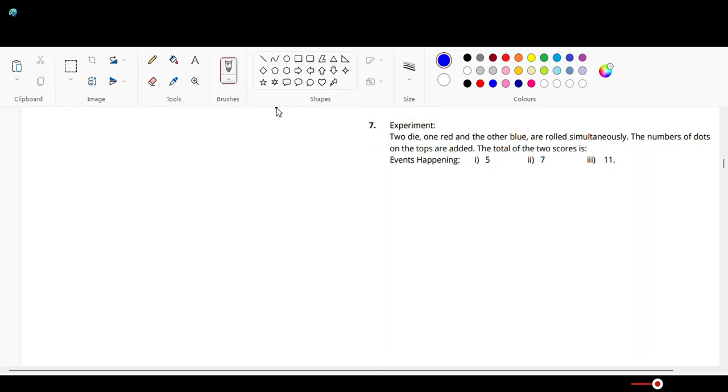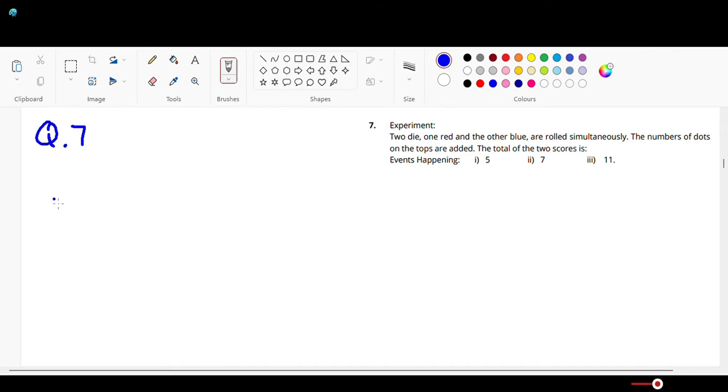Question number 7, what does it state? It states that 2 dice are rolled, one red and the other blue, and they're rolled simultaneously. So much for details. The numbers of dots on the tops are added. The total of the 2 scores is, what's the probability that it's 5, what's the probability that it's 7, and 11. So what's our sample set?